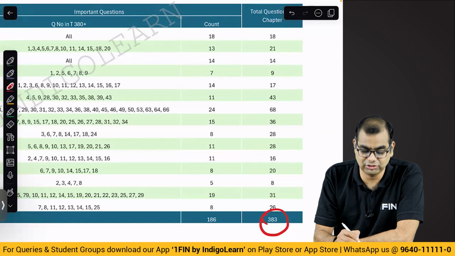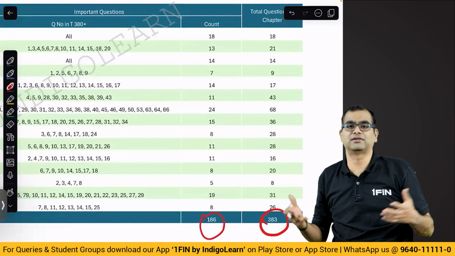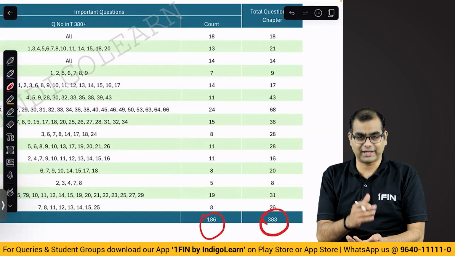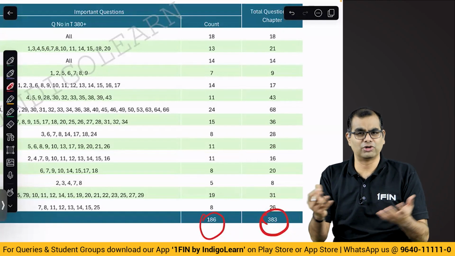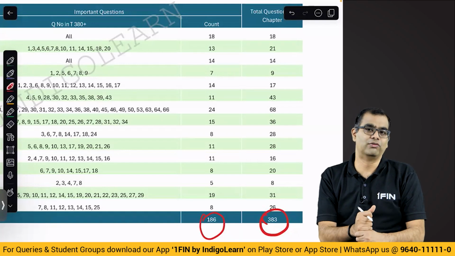And given that increased number of topics, I know a lot of you may think, sir, what is this 186 number, why such a huge number? Believe me, I tried my best. At the most 1 or 2 questions could have been added or subtracted, but I couldn't reduce this number below 186.